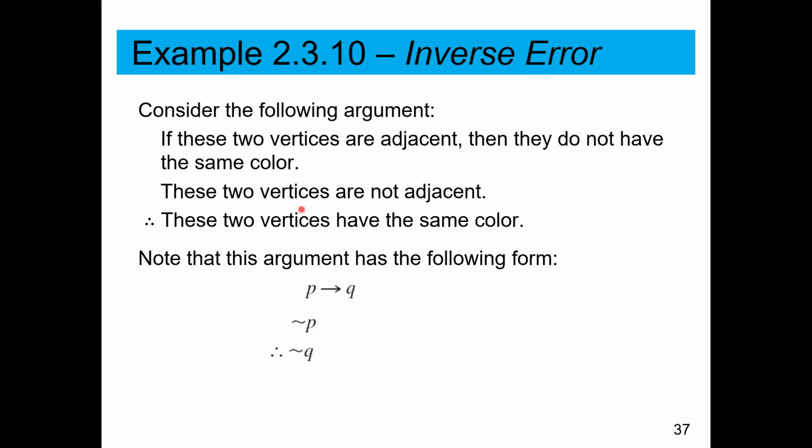Another one is this. So P implies Q, not P, therefore not Q. And the example up here is if two vertices are adjacent, then they do not have the same color. These two vertices are not adjacent. Therefore, these two vertices have the same color. No, again, you're making too much of an assumption. Remember, P could be false and Q can still be true in an if-then statement. So because of that, if-then statements are really, really hard.